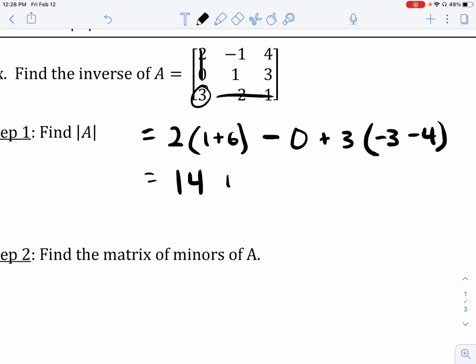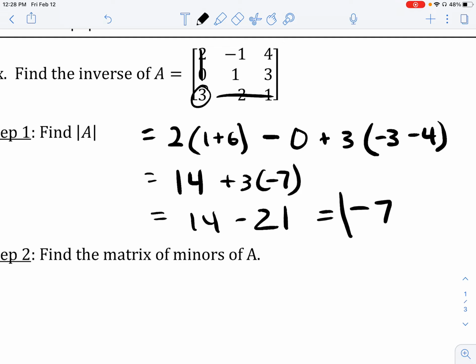So then that should give me plus 3 times -7. And if I'm not mistaken, that should give me 14 minus 21, which is -7. So there's your determinant, okay? So I'm just going to box that, even though it's not our final answer. But there's the determinant of our matrix, okay?